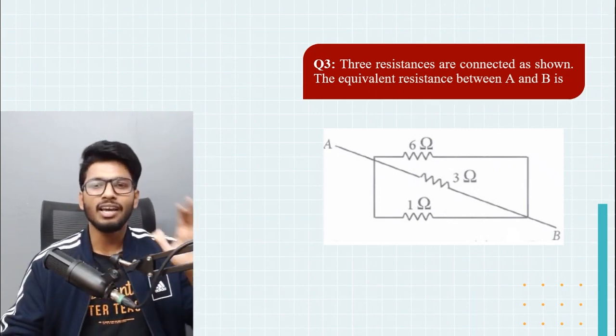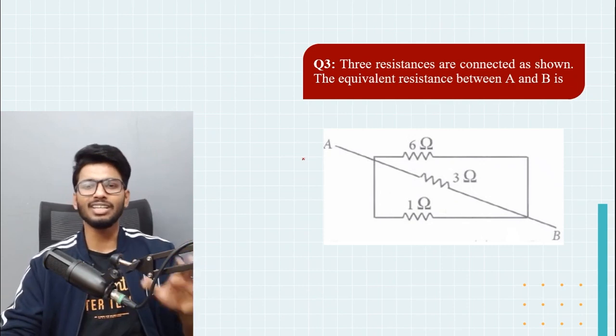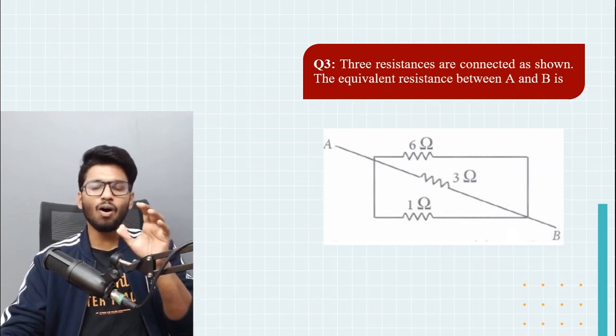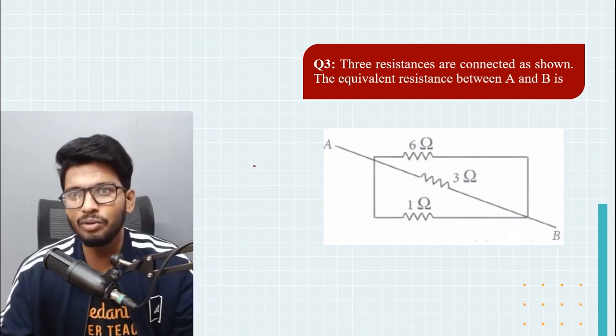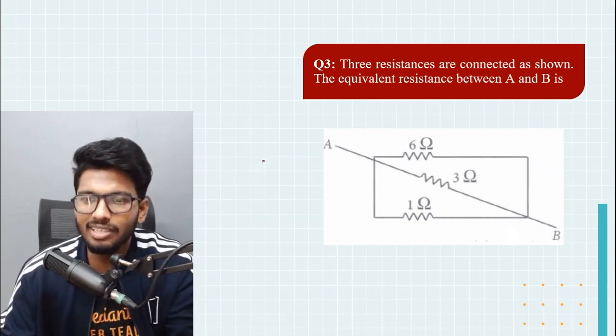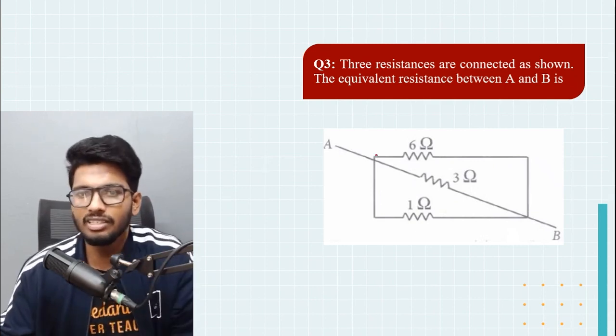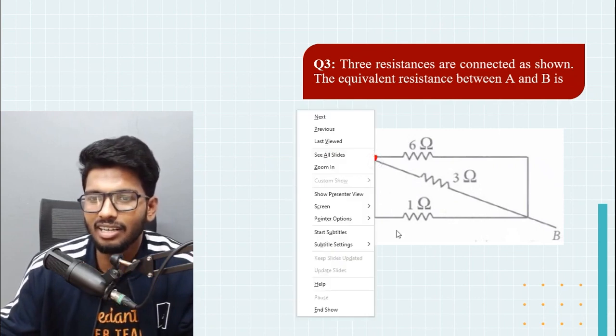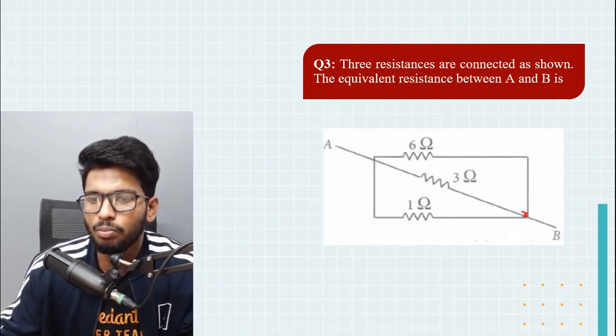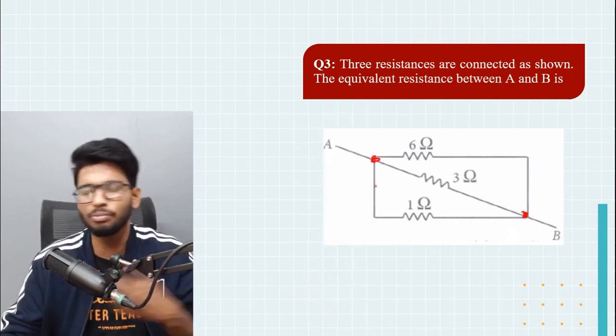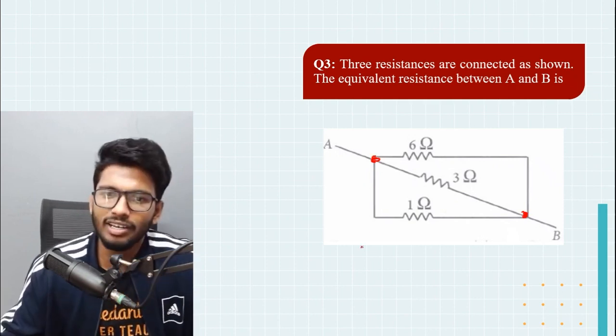Very simple question. Now, just by looking at this, people, you can clearly see that they are all connected parallel to each other. They're not series. Even though they look like they're in series, they're not. They're actually parallel to each other. You can see that all 3 ends are connected to the same 2 points, which means that they're all parallel to each other. So find the equivalent resistance.